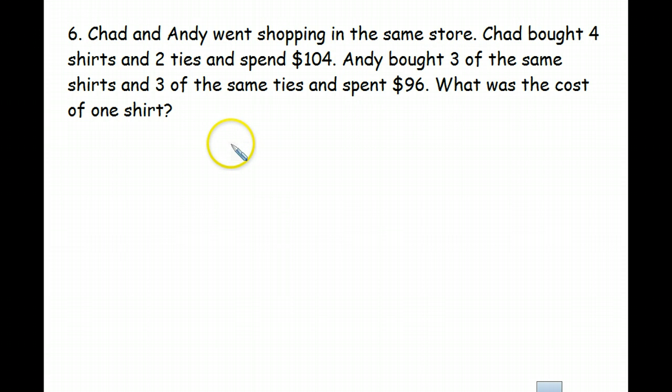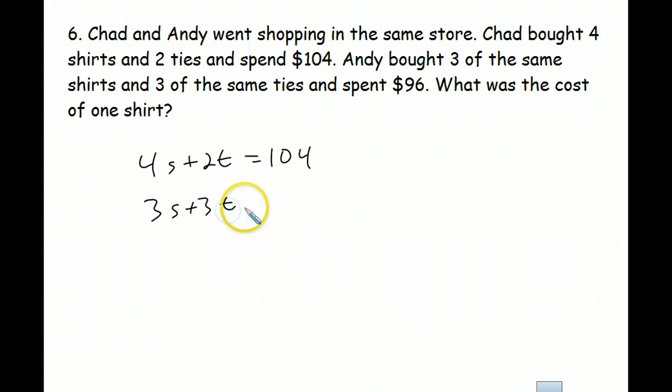Last one, lots of words in number 6. Chad and Annie went shopping in the same store. Chad bought 4 shirts and 2 ties and spent $104. So 4 shirts plus 2 ties was $104. Annie bought 3 of the same shirts and 3 of the same ties and spent $96. So 3 shirts plus 3 ties was $96. What was the cost of 1 shirt?